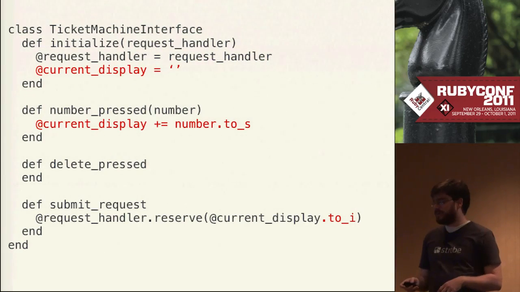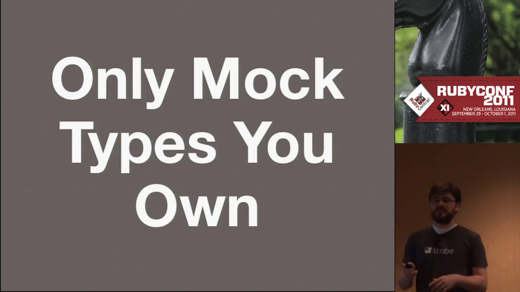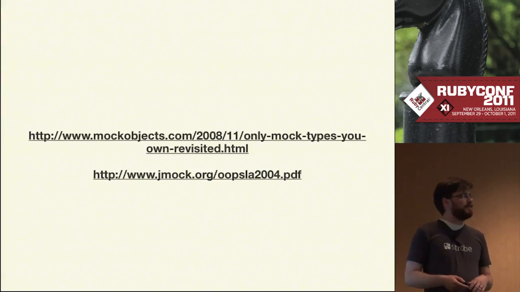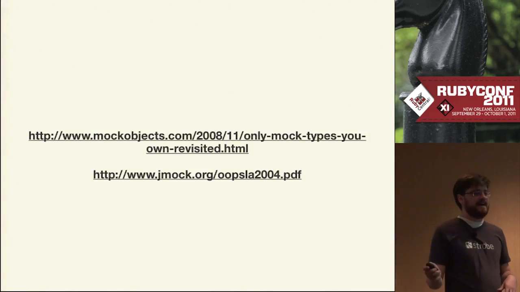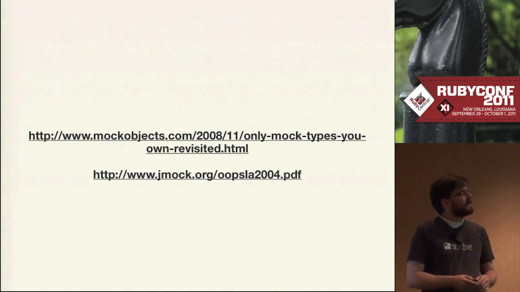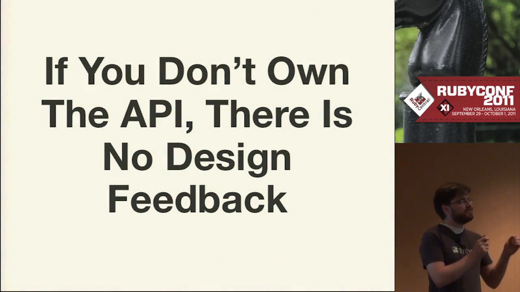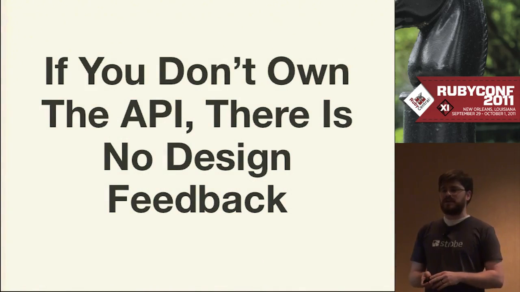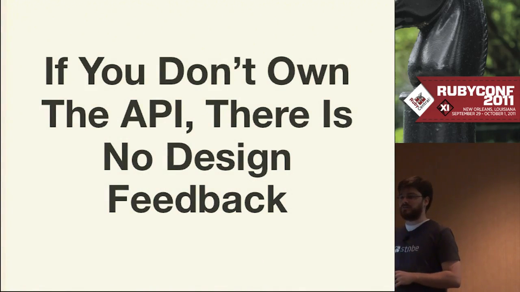The second rule is only mock types that you own. Now in Ruby, we don't really have types, but the idea, I think, still holds. Here's two references. I put these in primarily so that if you want to look at the slides afterwards, you can look them up. And here's the basic rule. If you don't own the API, there is no design feedback that you are going to get by writing a test for it.